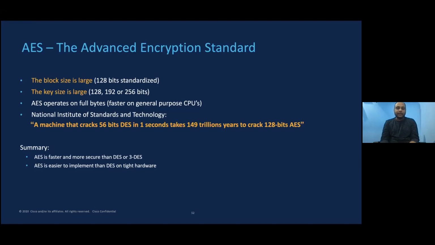But if we look at AES, the key size is much larger, starting from 128. It is said that if a 56-bit DES can be cracked in 1 second, it would take a minimum of 149 trillion years to crack a 128-bit AES. In the 192-bit space, the number of keys is more than the number of atoms in the universe.